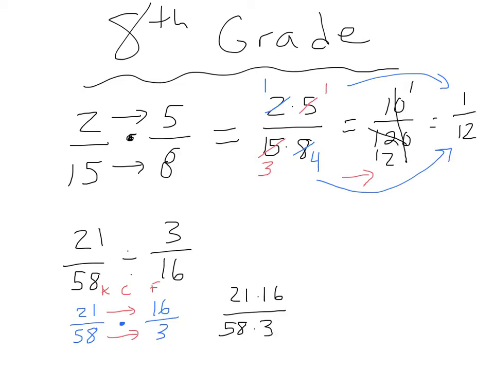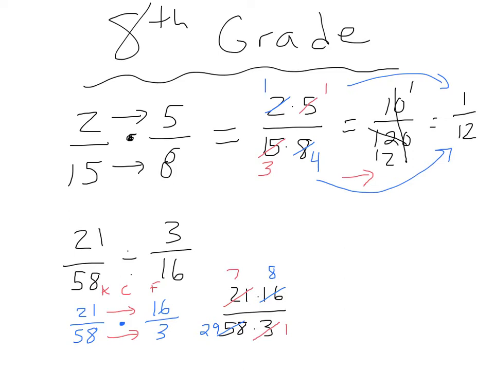Take this moment to pause and see if you can find anything in common. Before you multiply 21 times 16 and try to get a really big number, let's see if we can divide a common factor from the numerator and the denominator. This sticks out to me, the fact that these both have a 3. 21, when you divide 3, you get left with 7. 3, when you divide 3, you get left with 1. How about 16 and 58? Since they're both even, I know that 2 would work with each. So 16 divided by 2 is 8. 58 divided by 2 is 29.